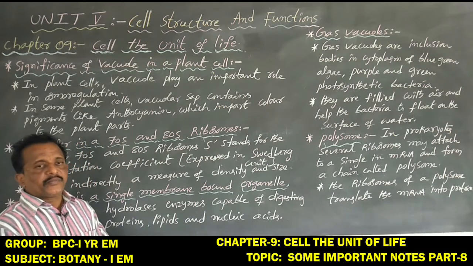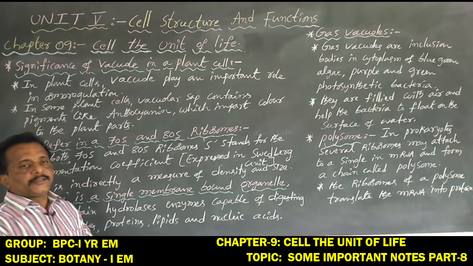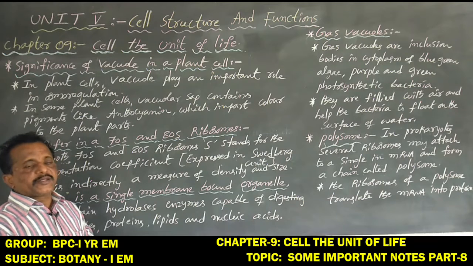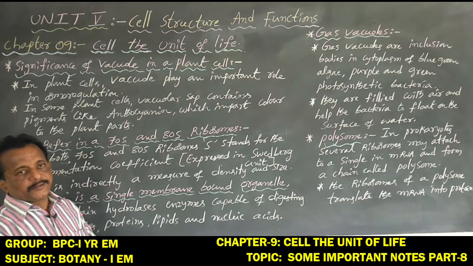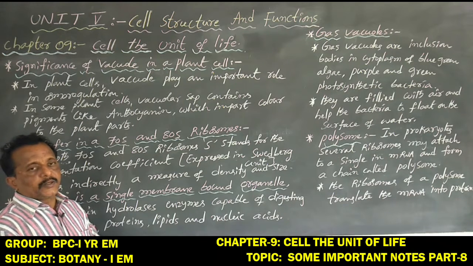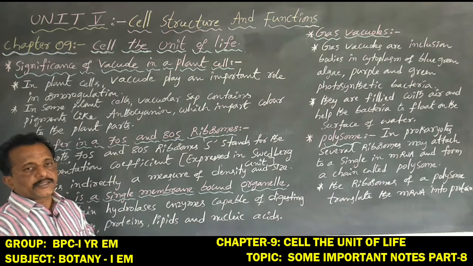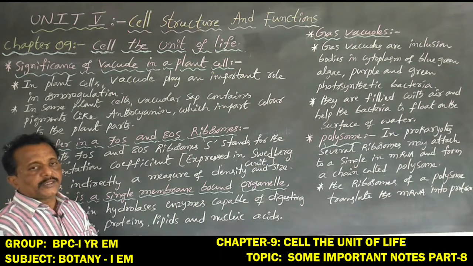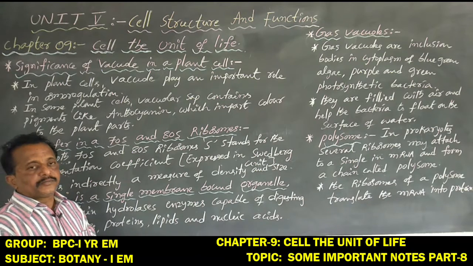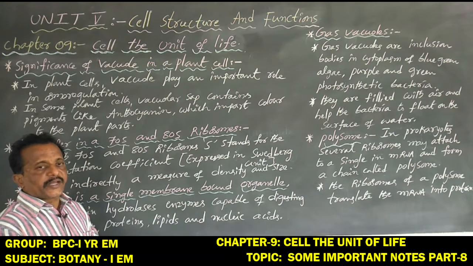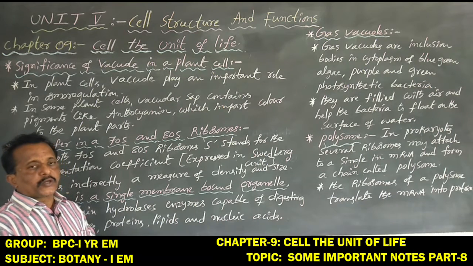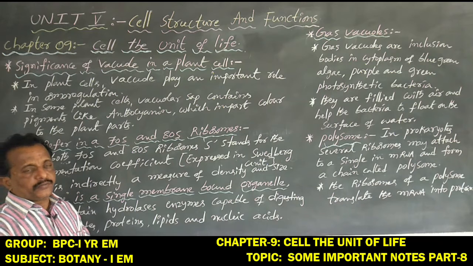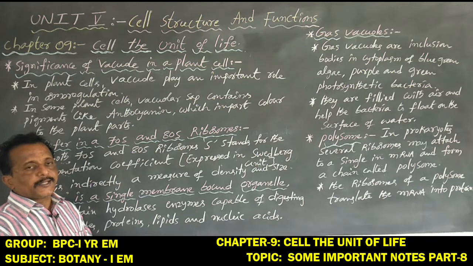In general, the plant cell cytoplasm contains several cell organelles such as chloroplast, mitochondria, nucleus, endoplasmic reticulum, lysosomes, peroxisomes, glyoxysomes, and vacuole. These are the cell organelles.